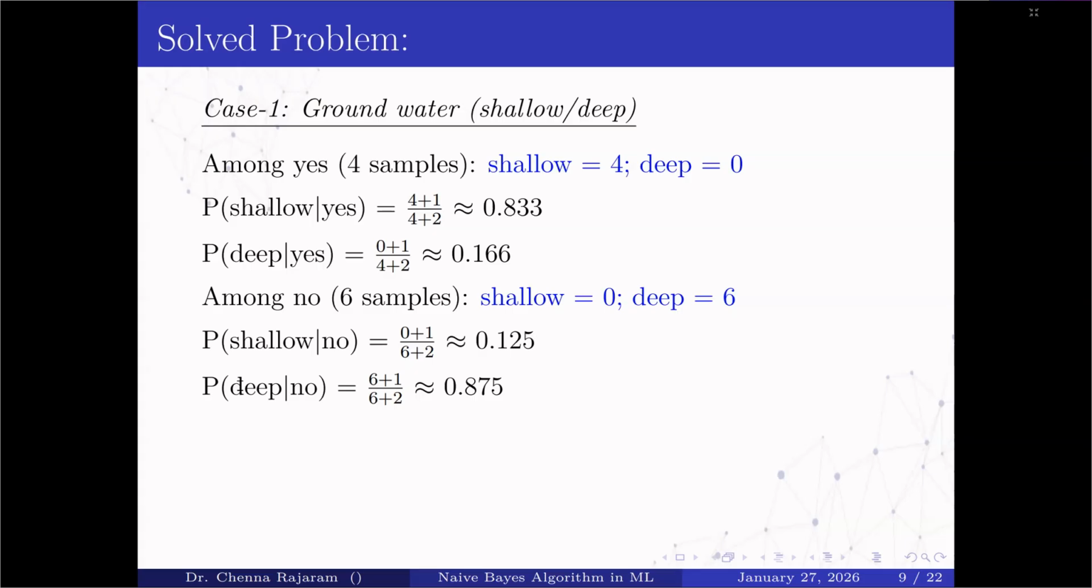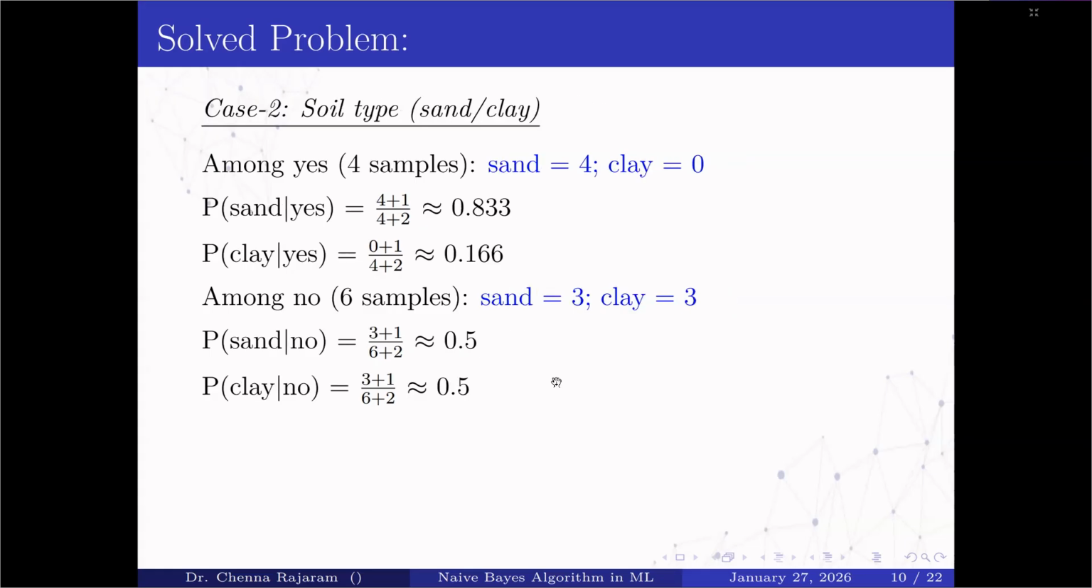Similarly, the probability of D given no is equal to 6. This 6 is for the case of deep. So 6 plus 1 divided by 6 plus 2, which is equal to 0.875.